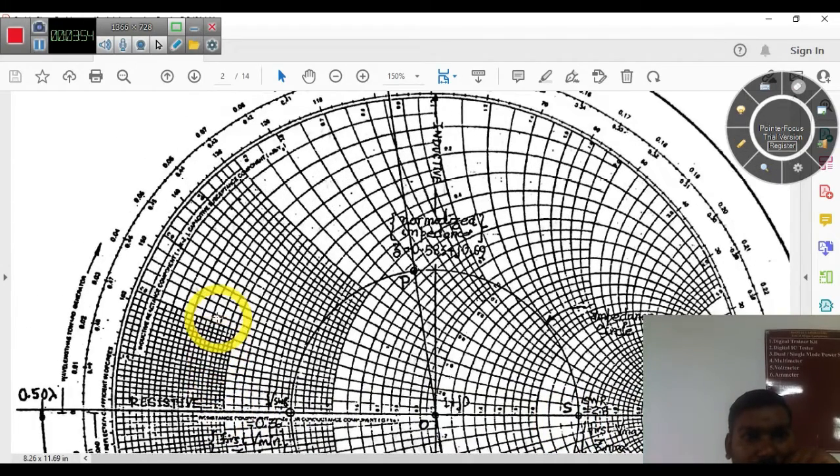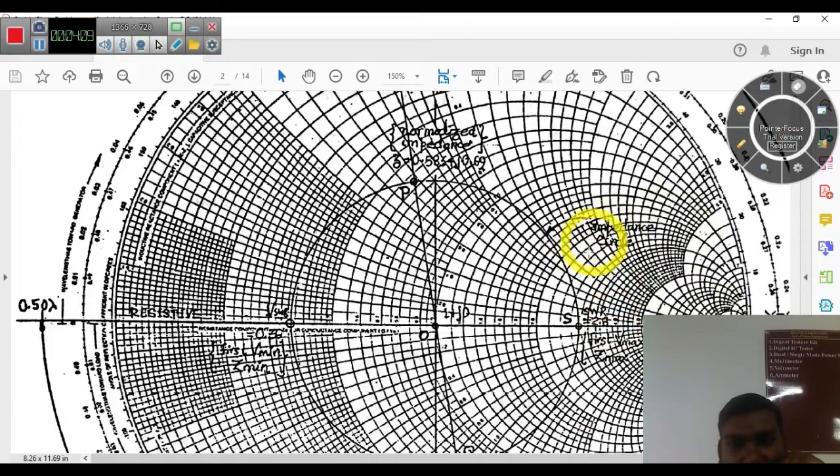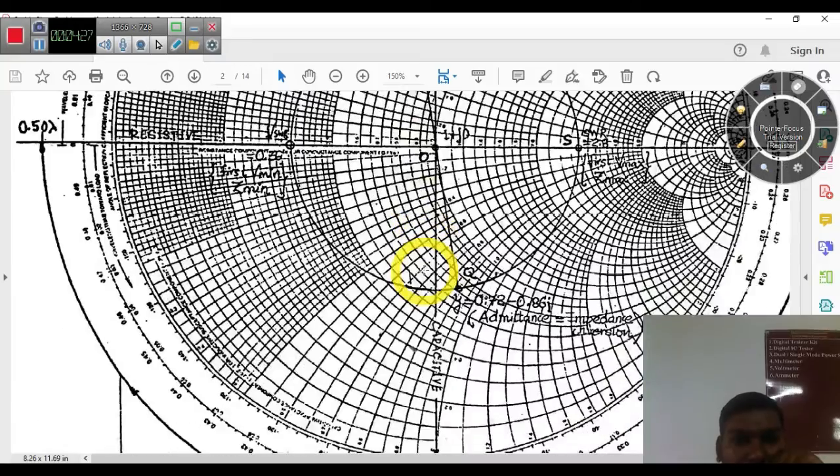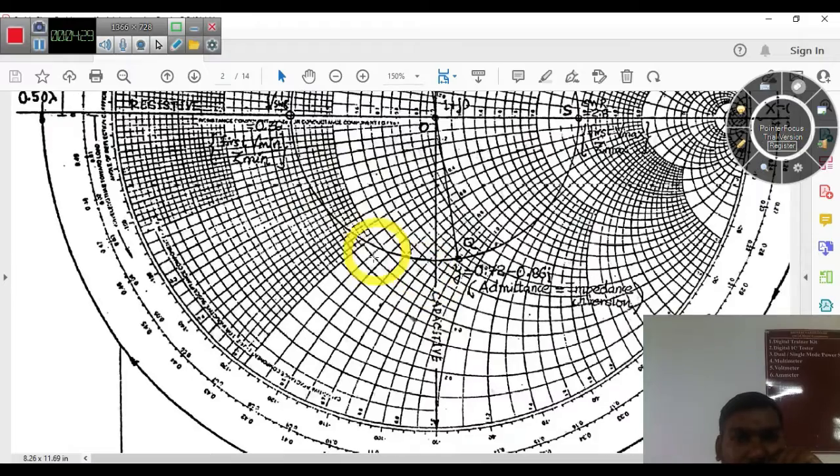The imaginary circles are the X circles. Here we have 0.1, 0.2, 0.3, 0.4, 0.5, 0.6, 0.7, 0.8, 0.9, 1, and then 2, 3, 5. We have many values. The complete circles are considered constant R circles, and the butterfly-shaped circles are the imaginary circles, or constant X circles. We have two reactance types: inductive and capacitive. If the complex load reactance is positive, it is considered an inductive load, and if it is negative, it is considered a capacitive load.